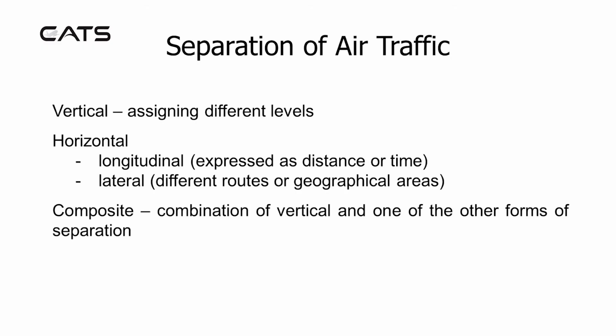Separation of air traffic. Vertical is by assigning different levels. Horizontal may be longitudinal, expressed as distance or time, or lateral, flying different routes or over different geographical areas. Composite is a combination of vertical and one of the other forms of separation.